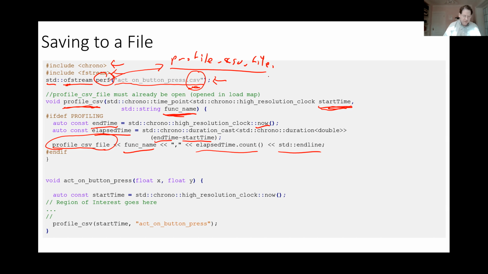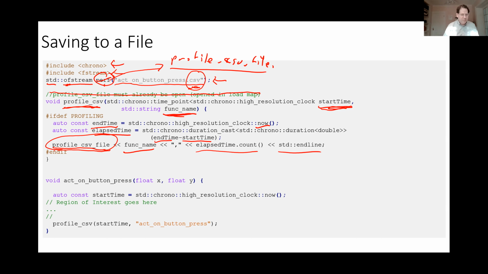So I'll fix that afterwards. But I didn't actually use a consistent file name here. If you're wondering what's going on, where did this profile CSV file come from? It should have really been this variable here. So we've got a file that we open up, and I've opened it up as a global variable, so I don't actually need to open that in load map. And now I can write to it.